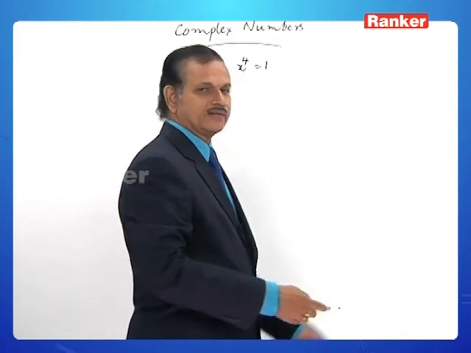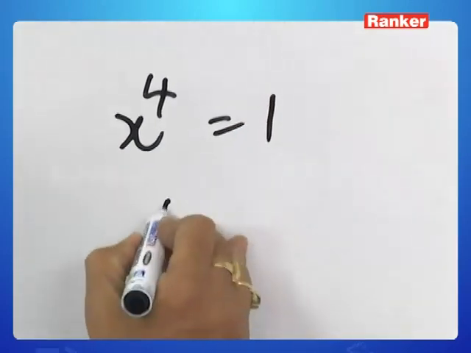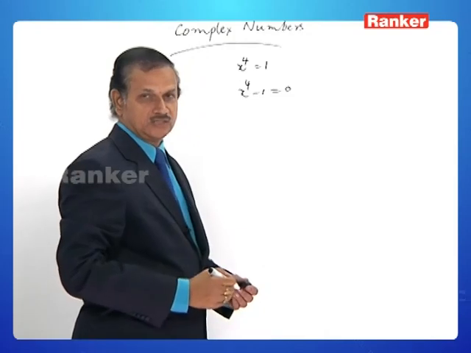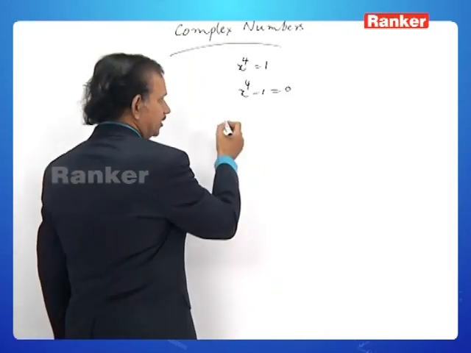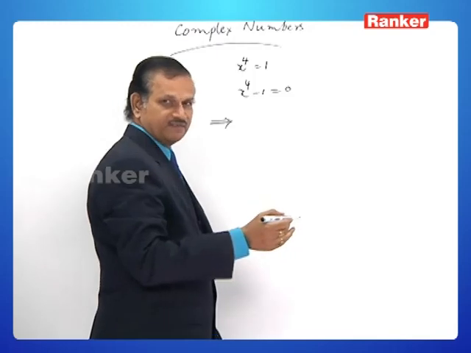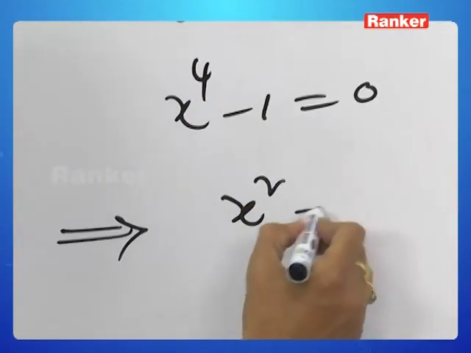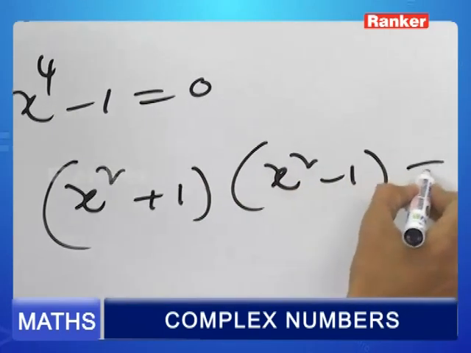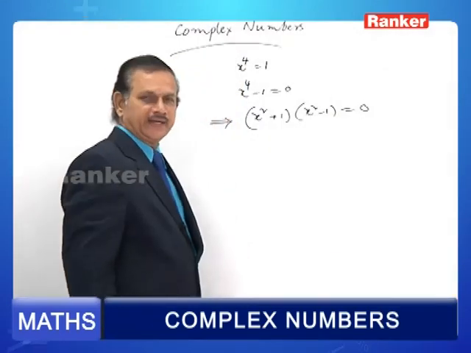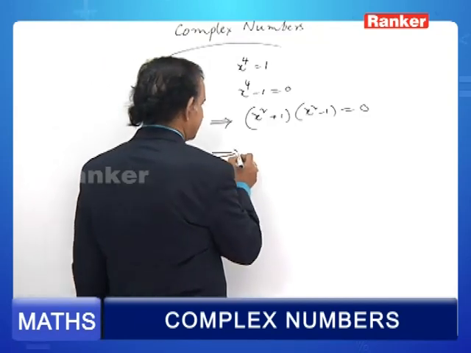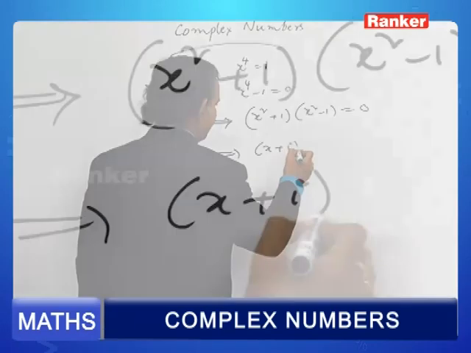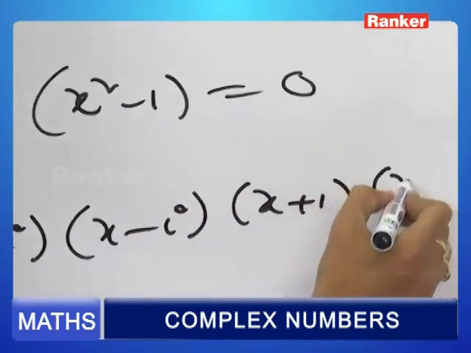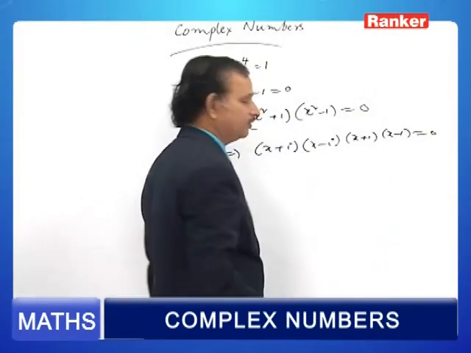Let us now try to solve it. x power 4 is equal to 1 implies x power 4 minus 1 is 0. It can be factorized as (x square plus 1) into (x square minus 1). Again, it is an easy matter to go through that: (x plus i) into (x minus i), (x plus 1) into (x minus 1) is equal to 0.